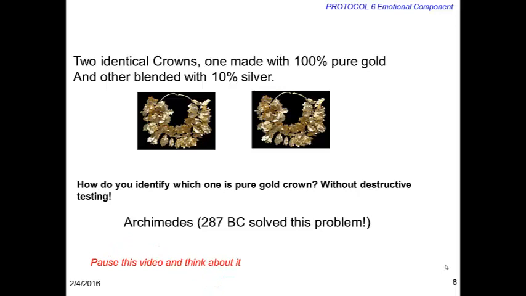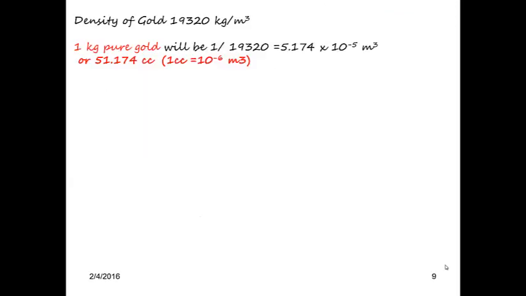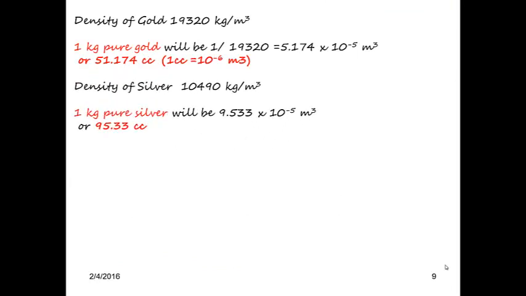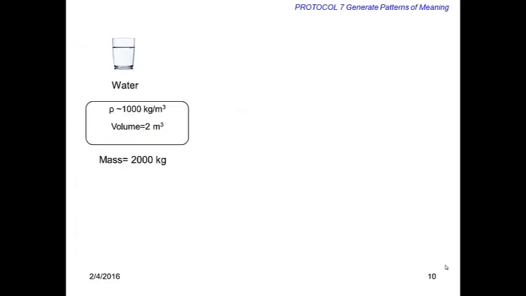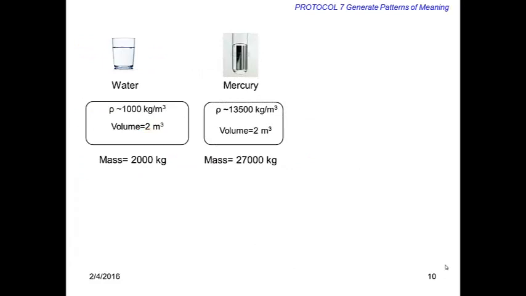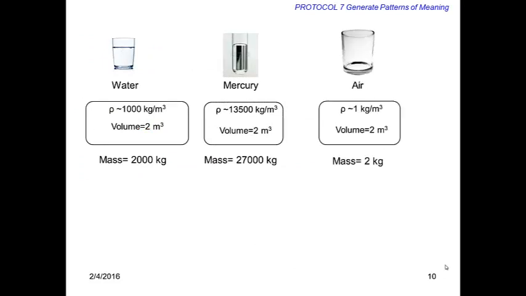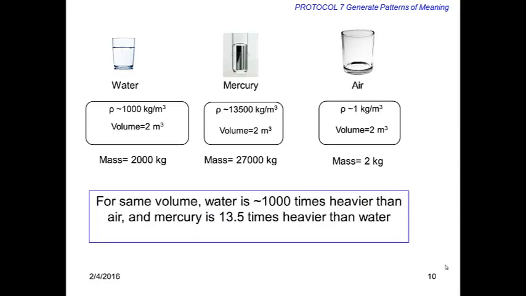If the crown is made of pure gold, its volume will be slightly lower than the impure crown with silver, because the density of silver is lower than gold. This means a crown made with gold and some percentage of silver will have a higher volume and it will displace more water when immersed in a pot filled to its neck. Density and volume decides mass of a fluid sample. For the same volume, water is 1000 times heavier than air and mercury is 13.5 times heavier than water.